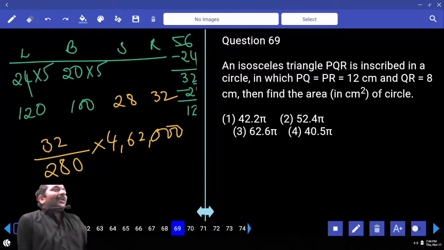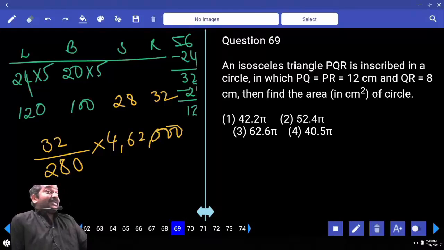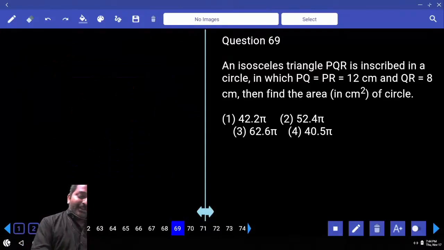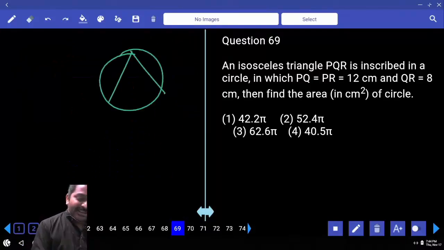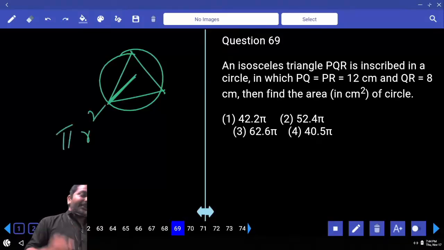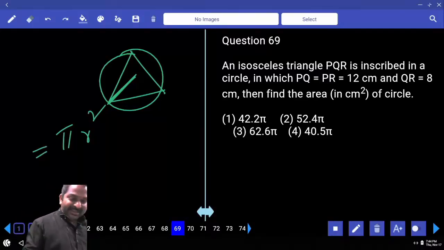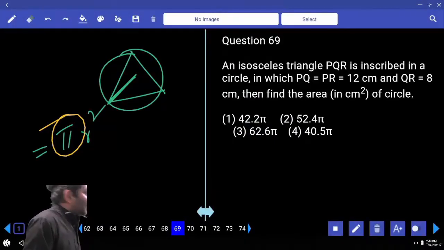Right. So is that called incircle or circumcircle? That is called circumcircle. When you calculate the circumcircle here, that is the radius, right? After that, pi r square, that's what you need to calculate. When pi is there, what do you verify? Can you verify the 11 multiplication rule now? Yes or no? Why?